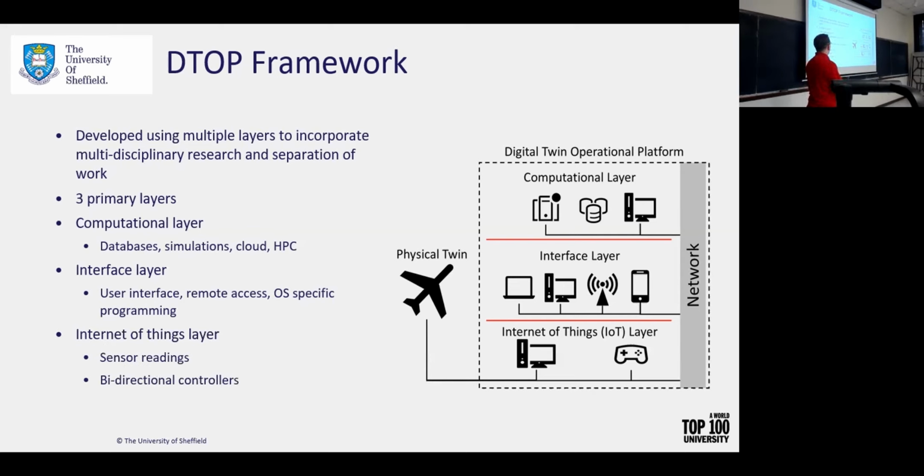And lastly is the Internet of Things layer, which relates the digital twin back to the physical twin. So this is things like sensor readings, making sure you set up a sensor network, as well as bidirectional controllers. A lot of digital twins want to actually influence the physical twin. If you want to do automatic avoidance of incidents, you have to use some type of interaction from the digital into the physical, not just one way from physical to digital.